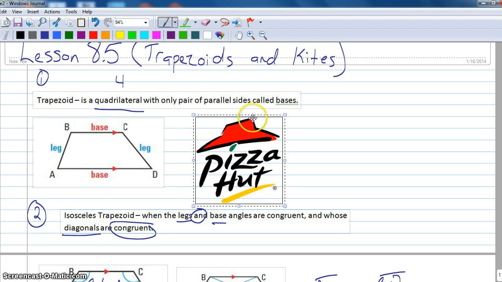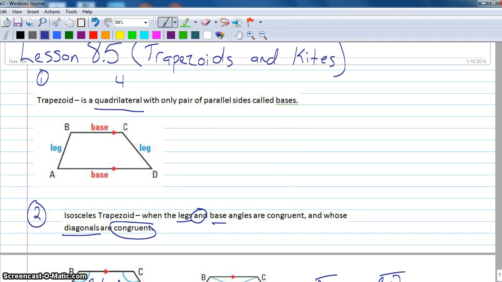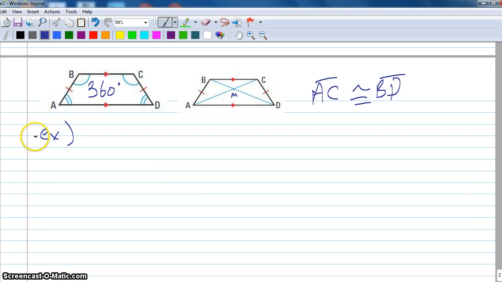This has 1, 2, 3, 4, 5, 6 sides. That's actually a hexagon, a weird hexagon at that, a concave hexagon, but hey, whatever, we're not going over that. So a Pizza Hut symbol is not a trapezoid, people. FYI. All right, let's try an example.